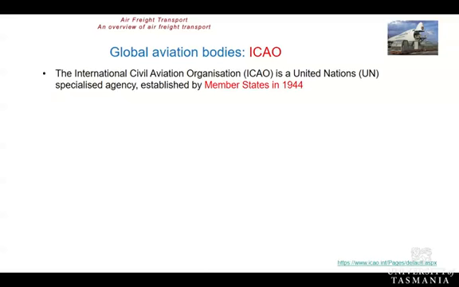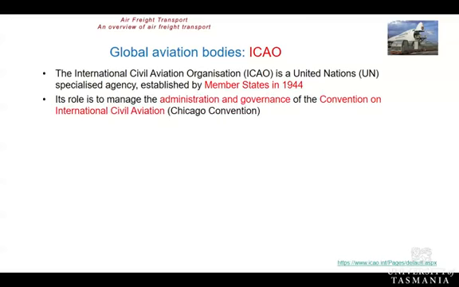This particular organisation was established in 1944, and it coincided with a significant convention that was held in the United States, the Convention on International Civil Aviation. Essentially that convention enshrined the laws, the rules, the regulations of flight globally, the licensing of aircraft, the movement of aircraft across countries. So it's quite a significant event in time. 54 countries were involved in that particular process.